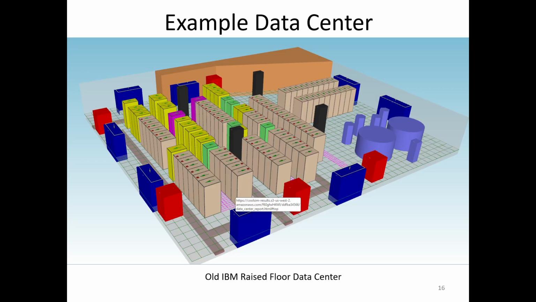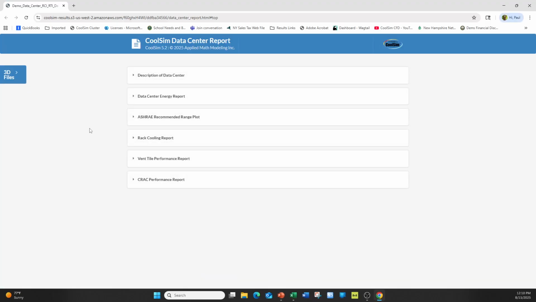So let's take an example. This is an old IBM data center here, and I have this in 3D so we can take a look at it. It's sometimes helpful to look at it in 3D. It actually tells you more. And here what I'm going to show you is some of the results from this data center. These are some CoolSim results.